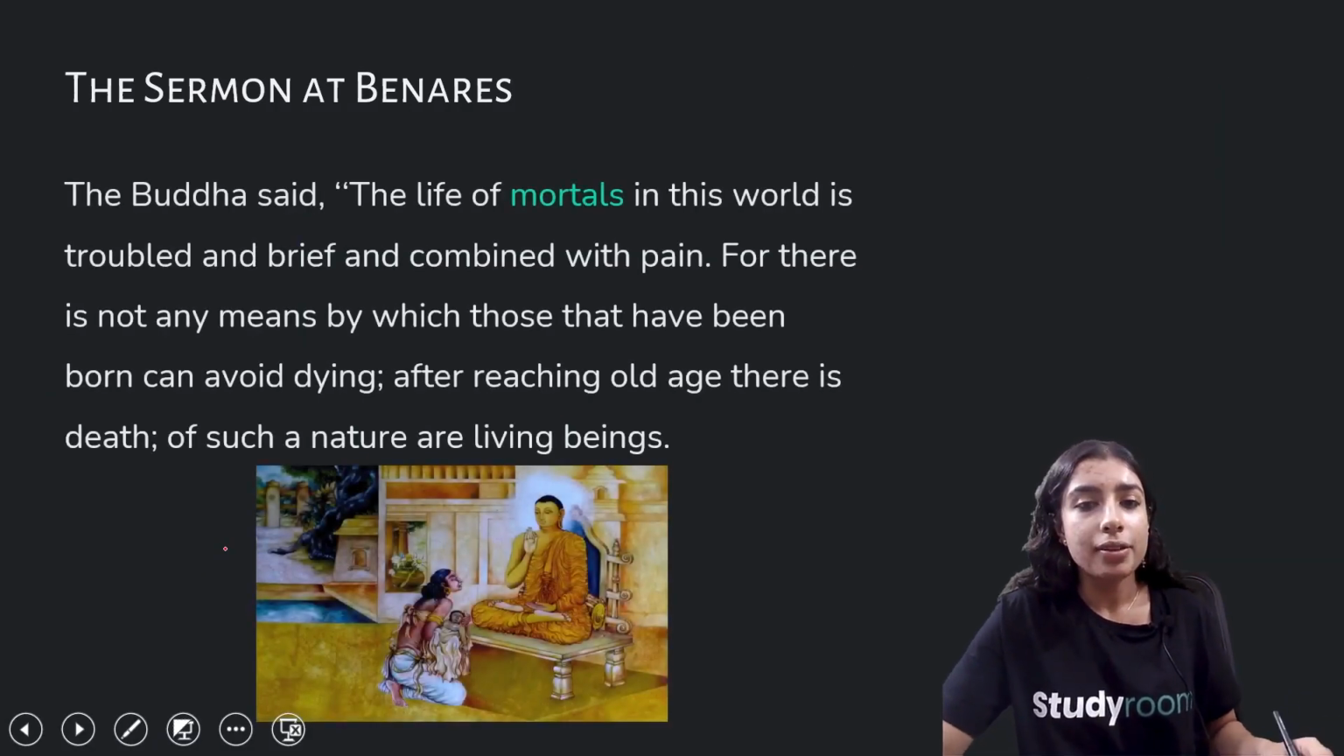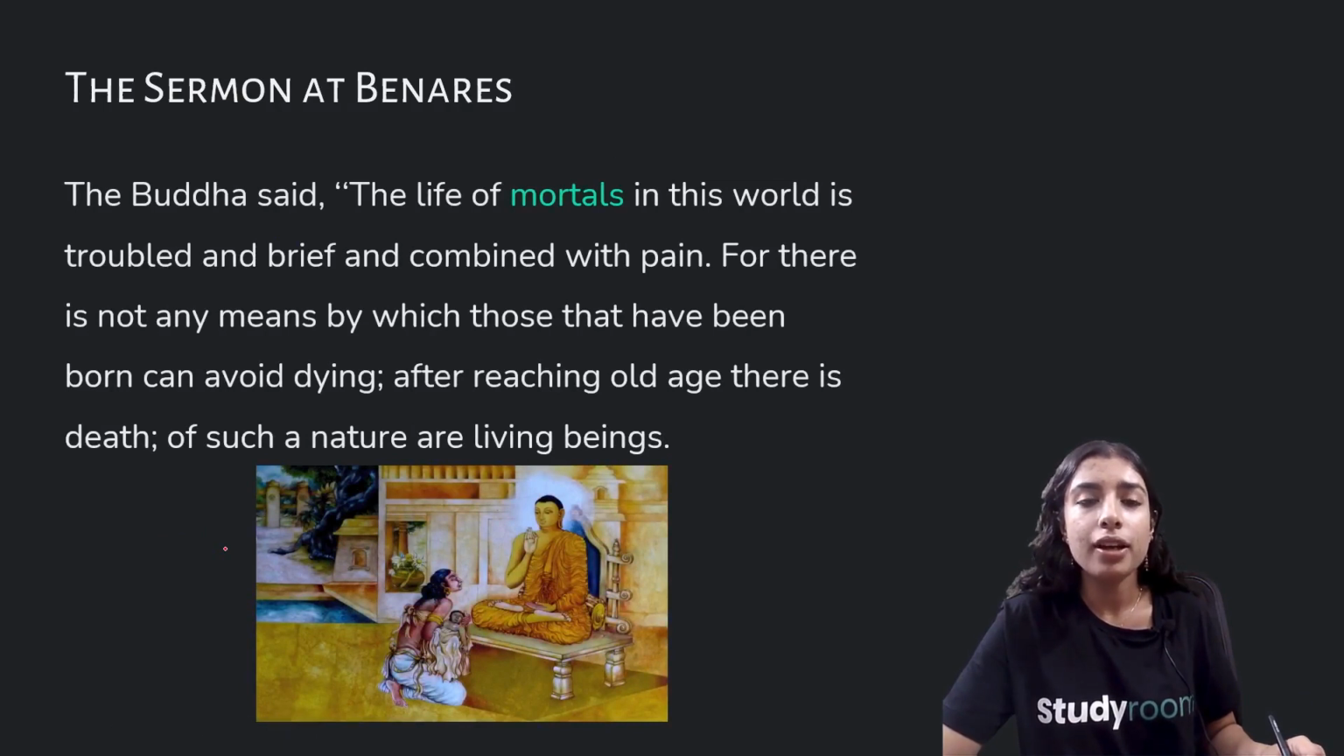The Buddha said, the life of mortals in this world is troubled and brief and combined with pain, for there is not any means by which those that have been born can avoid dying. After reaching old age, there is death. Of such a nature are living beings.